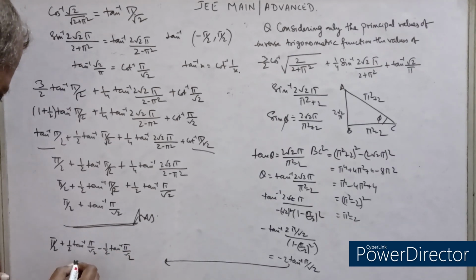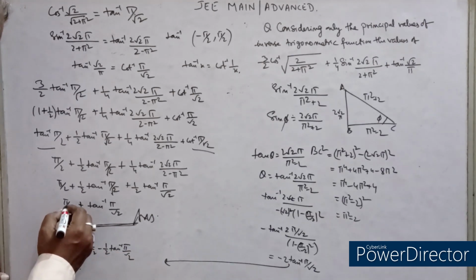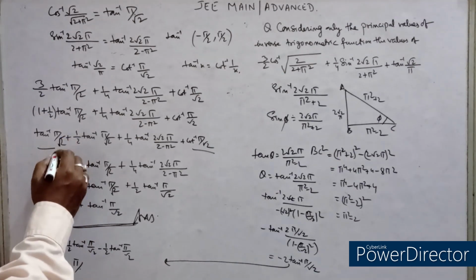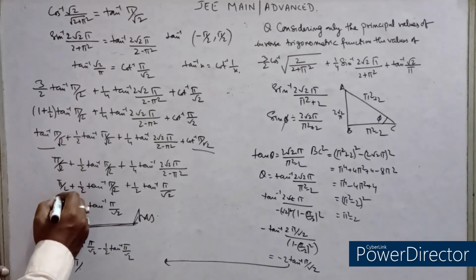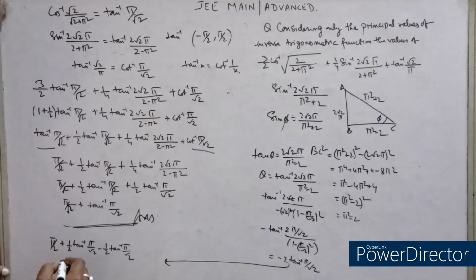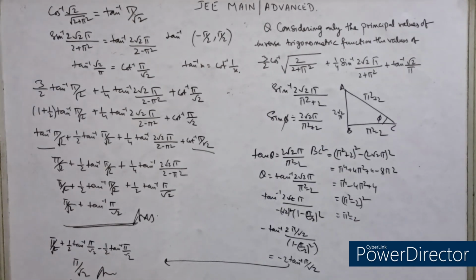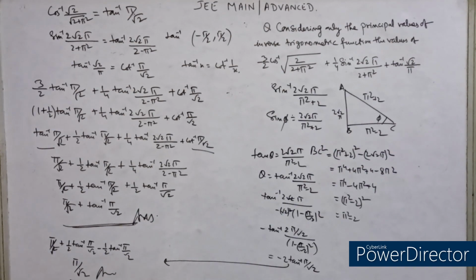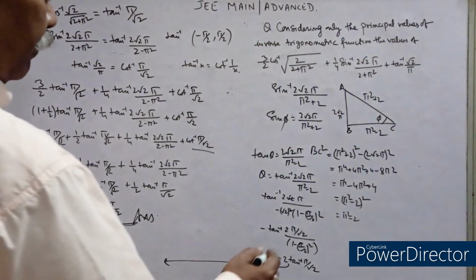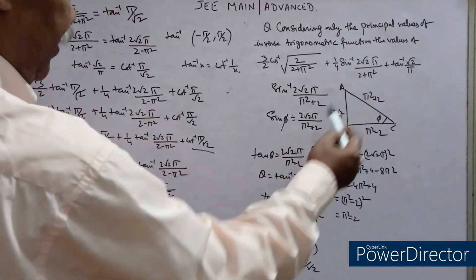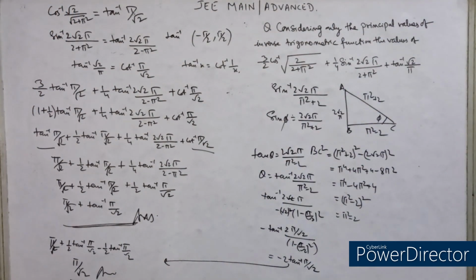So here your answer comes out to be, this is root 2, I am again making the same mistake, root 2. So your answer comes out to be pi by 2. So two types of answers are coming here, and it will depend upon the options given to you. A simple change brings a terrific change in your answer. See, this is the problem we have to face while solving these advanced or mains problems.